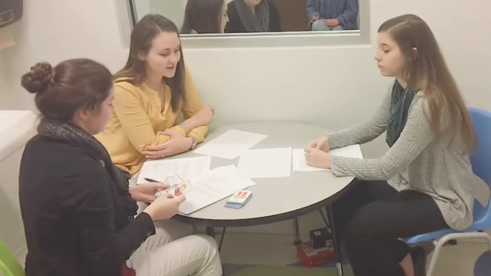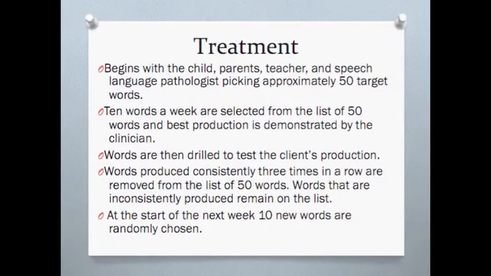Okay. Sounds good. The core vocabulary therapy begins with the child, parents, teacher, and the speech-language pathologist picking approximately 50 target words. 10 words a week are selected from the list of 50 words, and best production is demonstrated by the clinician using cued articulation, sound-by-sound production, and syllable-by-syllable production. Once best production has been taught, the words are drilled to test the client's production.